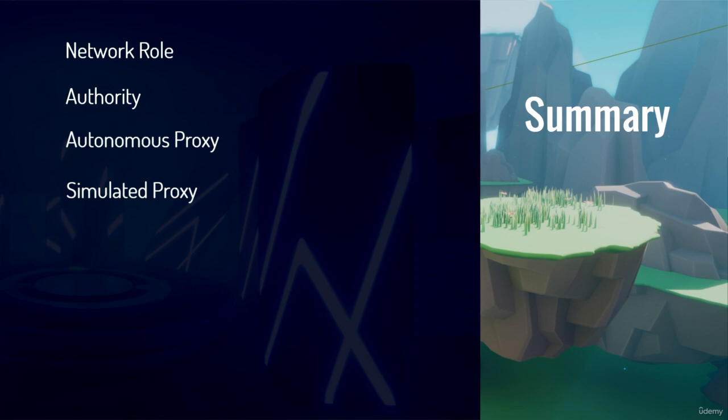We also saw the concept of remote role, and how the remote role for all pawns is going to be authority if we're looking at it from a client machine, and how the remote role for the currently controlled pawn on the server is autonomous proxy, and it's simulated proxy for the other pawns on the server that the server is not actively controlling. So we're going to use this concept of role throughout this course to determine which machine we're on in our code.